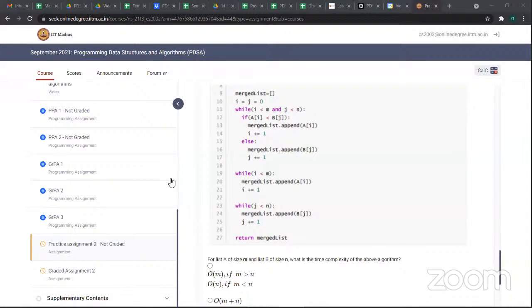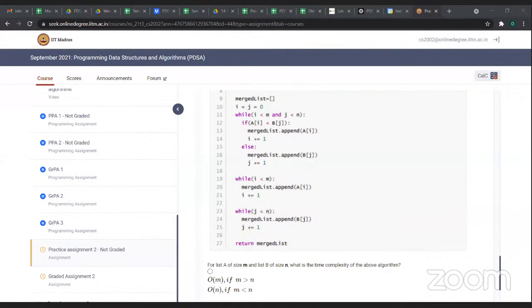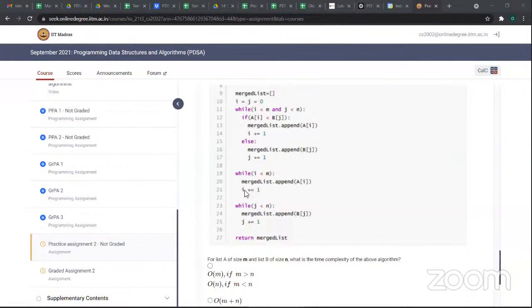Okay, can you see my screen? Yes, I can see it now, sir. There are too many tabs, but yeah, fine.